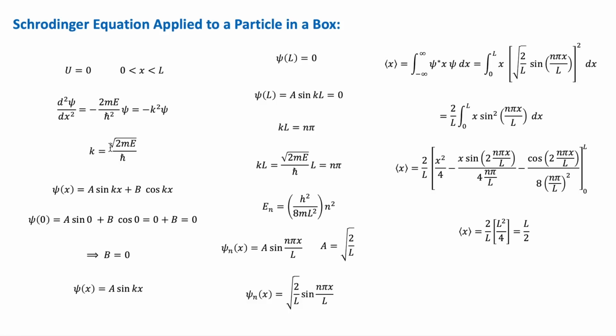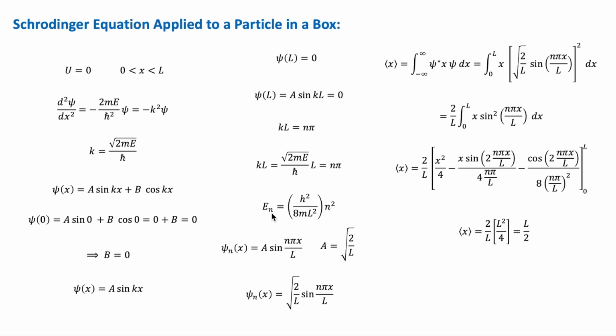And k is equal to the square root of 2mE over h bar. So the most general solution of this equation is given by psi(x) is equal to A sine kx plus B cosine kx. So A and B are constants determined by the boundary conditions, which are psi at 0 is equal to 0, and this gives B equal to 0, and psi at L is equal to 0, and this gives kL equal to n pi, where n is an integer. So if we substitute for k, we get this equation, okay?